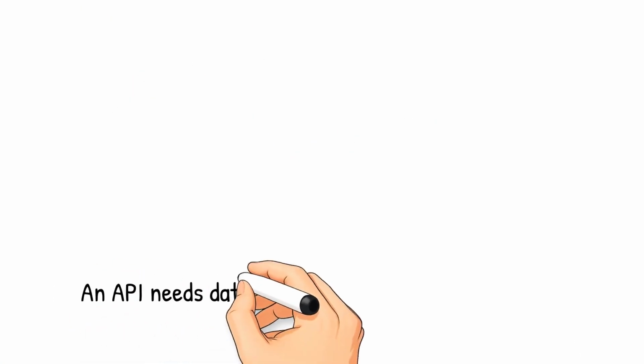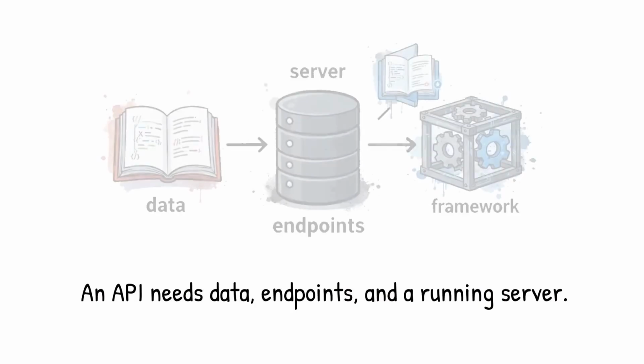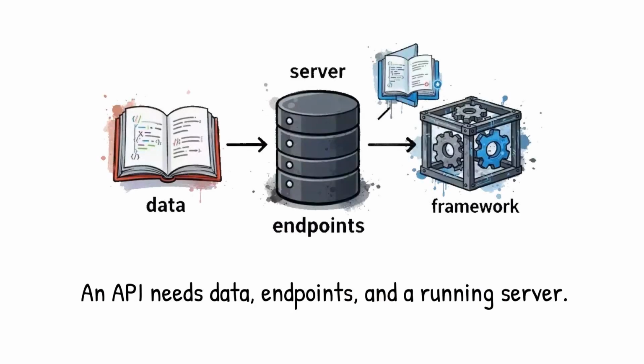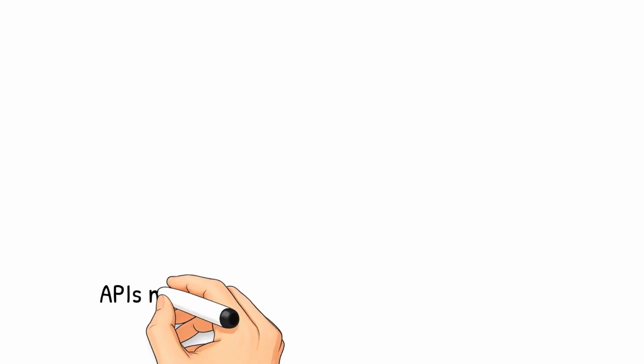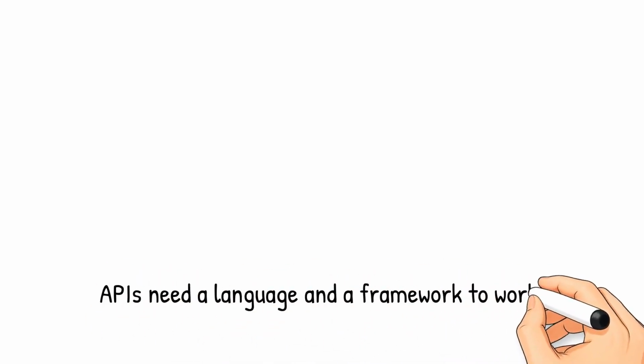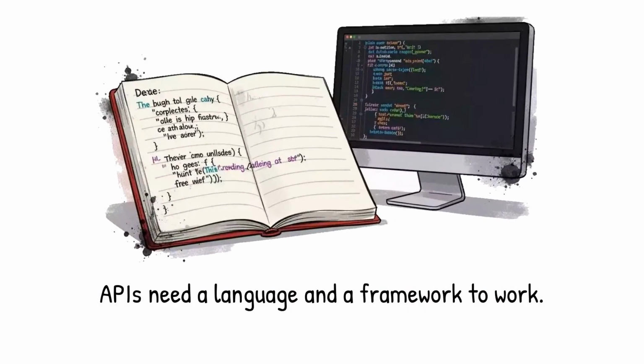So we know an API needs 3 things: data, endpoints, and a running server. Now let's talk about the ingredients you actually use to make them. And there are really just 2, a programming language and a framework. Let me explain both in plain English, because once you get this, the whole thing opens up. First, the language. This is simply the language you write your instructions in, so the computer understands you.